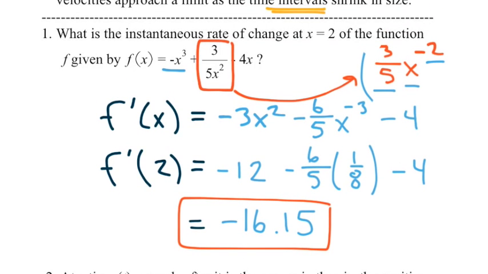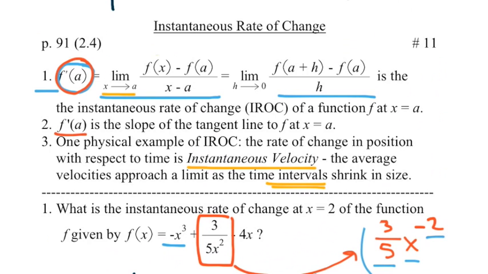So did we answer the question? What is the instantaneous rate of change at x equals 2 of the function f given by that equation? Yeah, we took the derivative, that was this step, and then we evaluated that derivative at 2. So that's going to be your easiest way to find the instantaneous rate of change at a point, instead of using these equations. Okay.